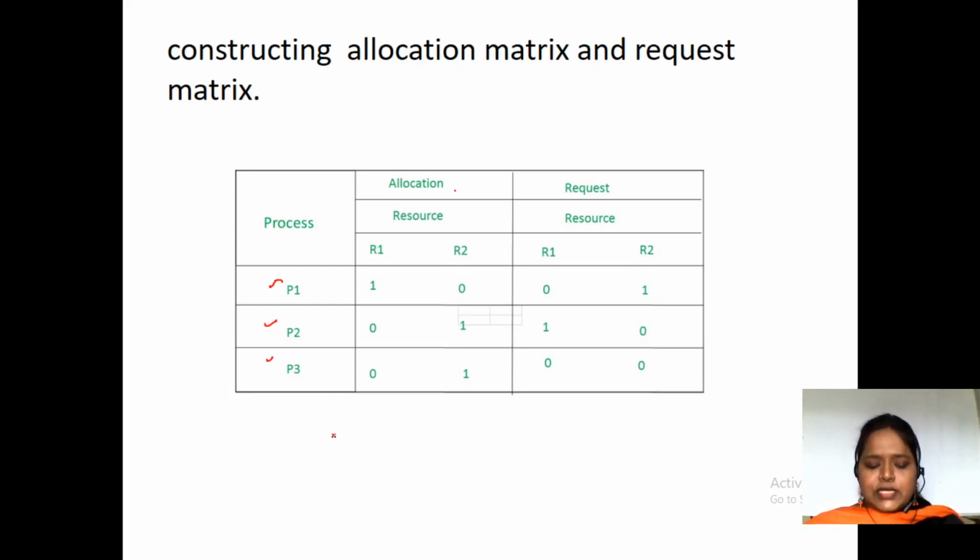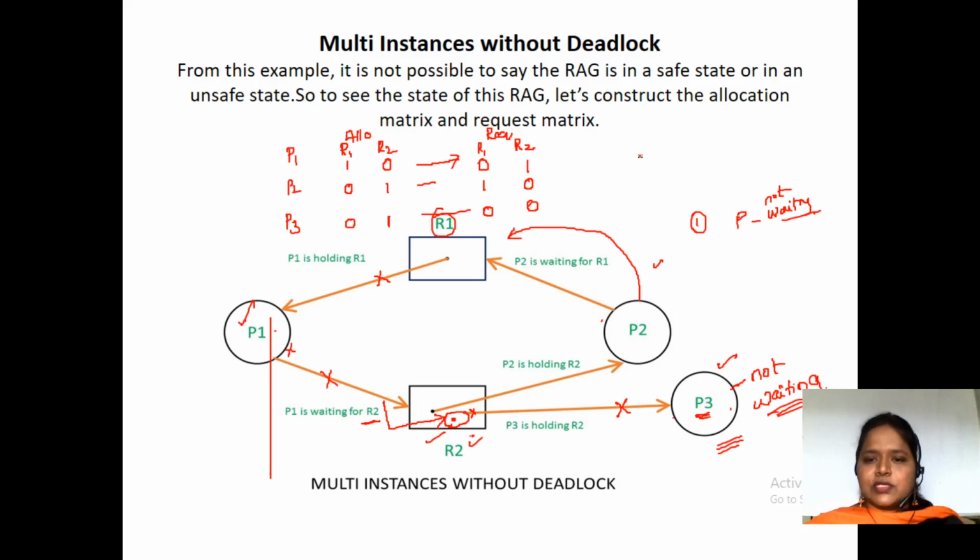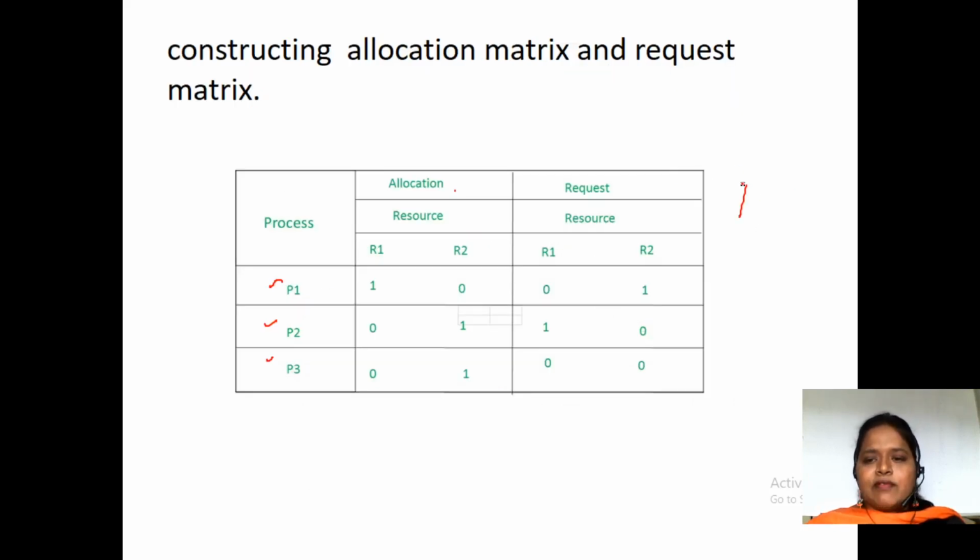Now what you have to do is check the availability of resources, R1, R2. Is any R1 resource available? No, this one resource is given to P1. R2, no, one resource is given to P2 and one resource is given to P3. So R1 is 0 available and R2 is 0 available. So the available resources are R1, R2 equals 0, 0.